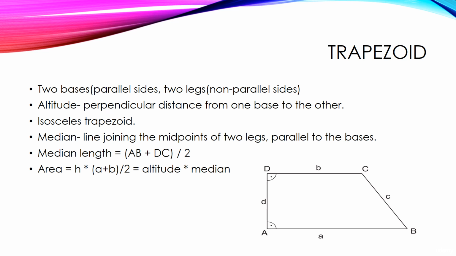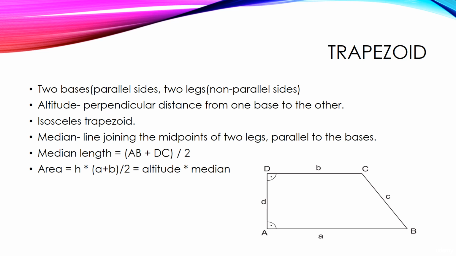If both legs are the same length, this is called an isosceles trapezoid and both base angles are the same. If the legs are parallel, it now has two pairs of parallel sides and is a parallelogram. The median of a trapezoid is a line joining the midpoints of the two legs. Here it is AB plus DC by 2. The length of the median is the average length of the bases.